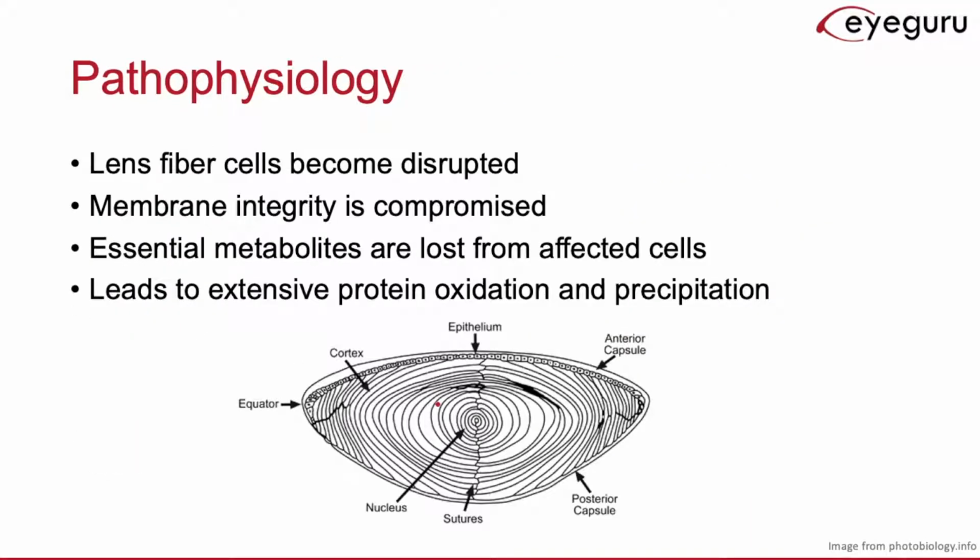Now, as a review, recall that lens fiber cells form the bulk of the lens. So cortical spoking cataracts form over time as lens fiber cells become disrupted. This causes the membrane integrity of the cells to be disrupted, leading to loss of essential metabolites. And eventually, proteins become oxidized and are precipitated, and this is what leads to the cataract.